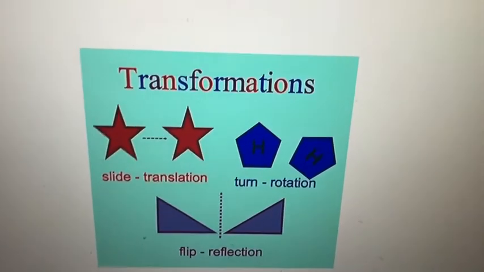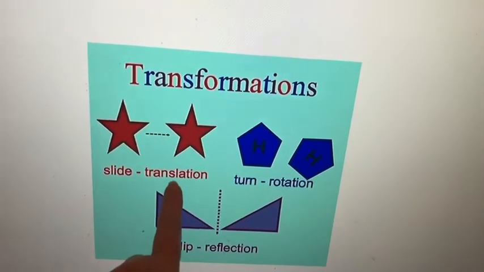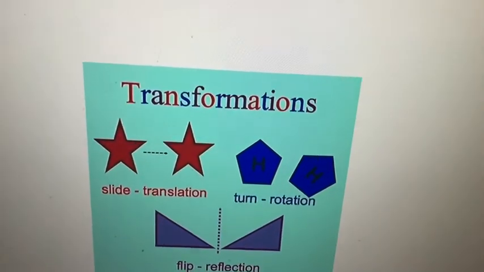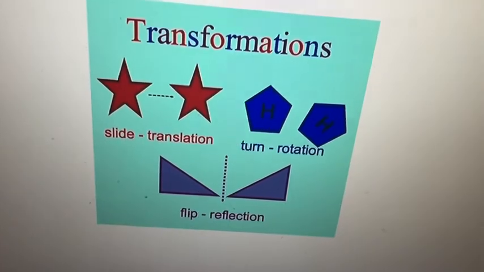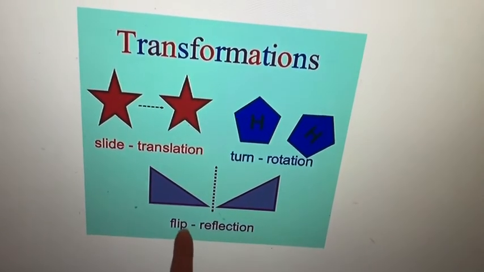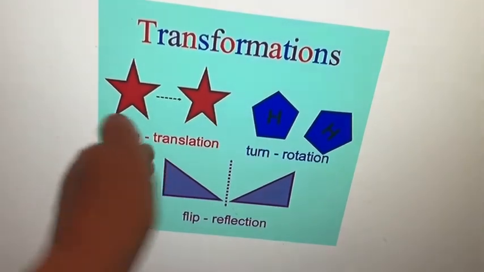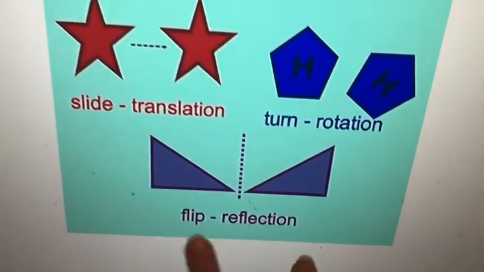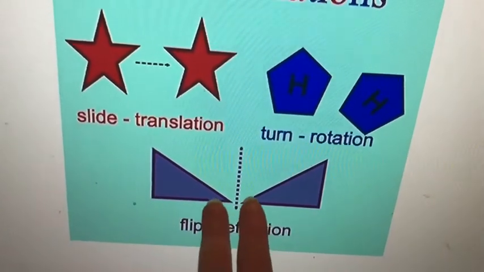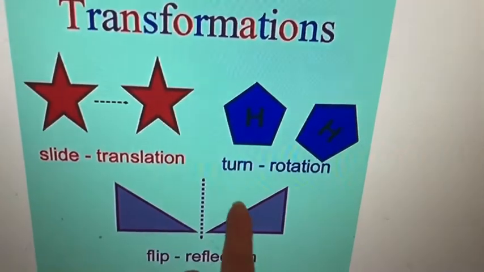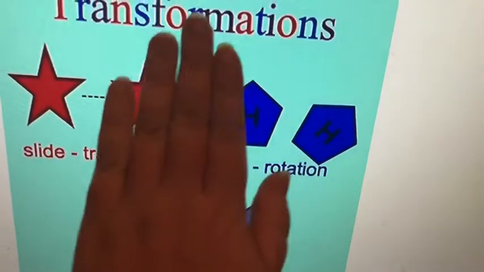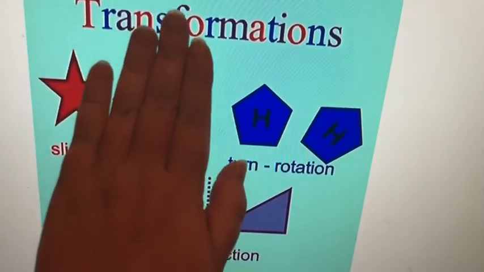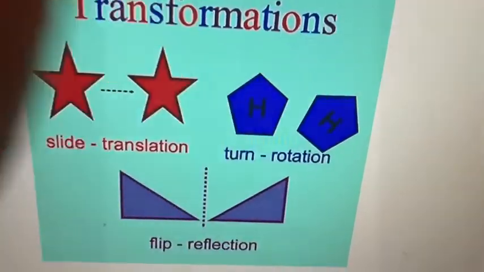Here are some examples. So a translation is a slide. The star just slid over to a new spot. This is a reflection or a flip. That triangle just flipped over, and it's looking at a mirror image of itself. It's nose to nose with itself. And then a rotation is a turn. The H and the pentagon it's inside of just rotated to the side.